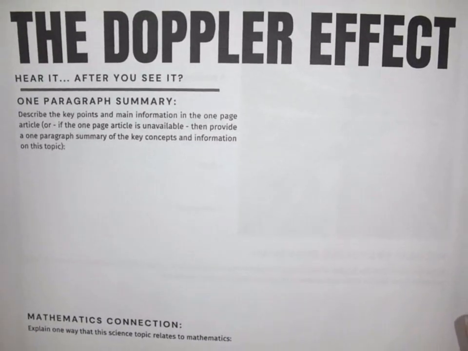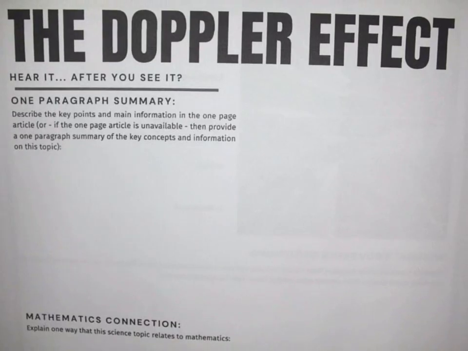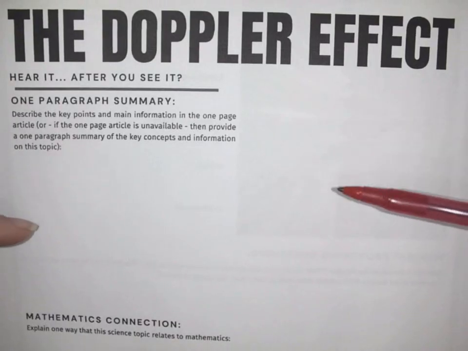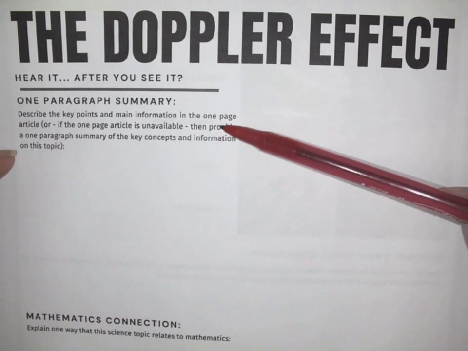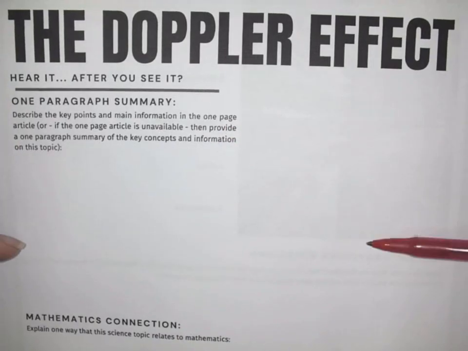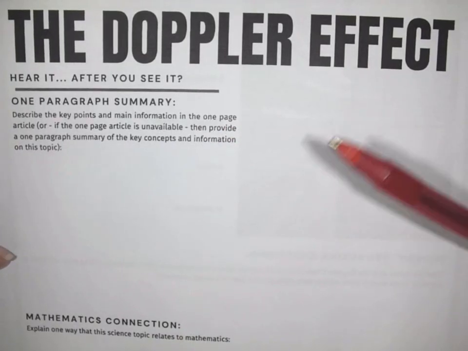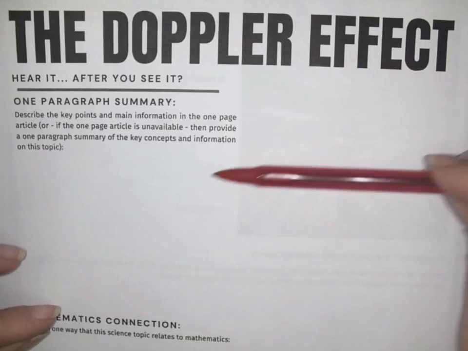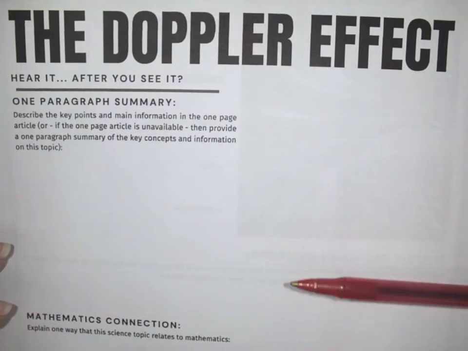Here's the big thing, and here's what I'm going to be carefully grading, which is your paragraph. Okay, one paragraph summary. Summarize that article in one paragraph. I've given you plenty of room. You can start writing here. You can keep writing here.